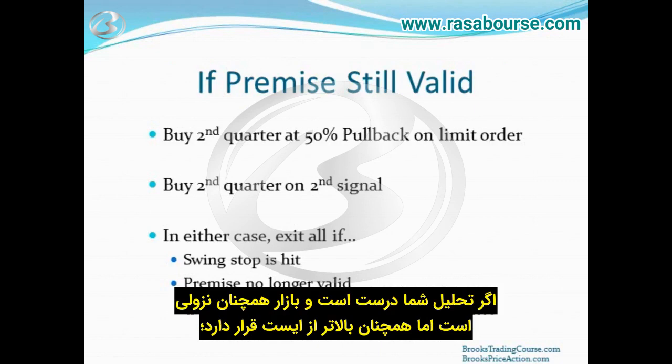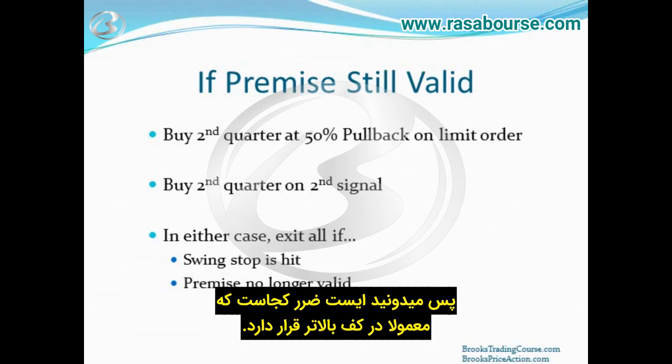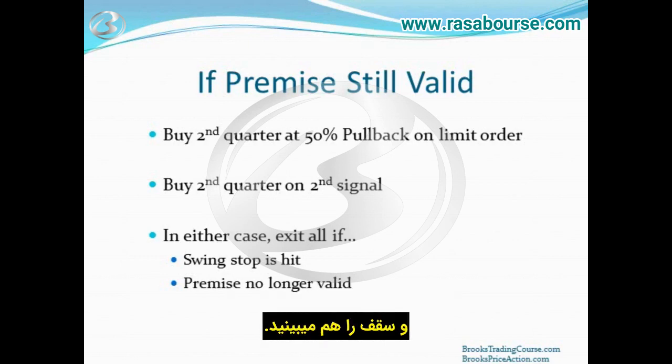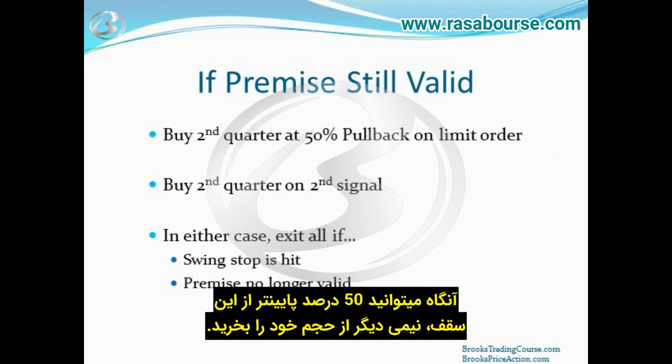If your premise is still valid and the market continues to fall, but it's still above your swing stop, you can buy that second quarter at a limit order at 50% down from the high. So you see where your stop has to be, which is probably the most recent high or low, and you see where the high of this current leg is. The market's pulling back from that. You can add a second quarter.